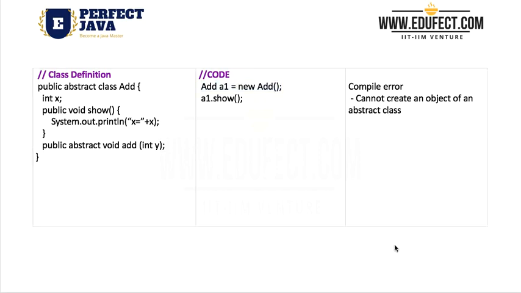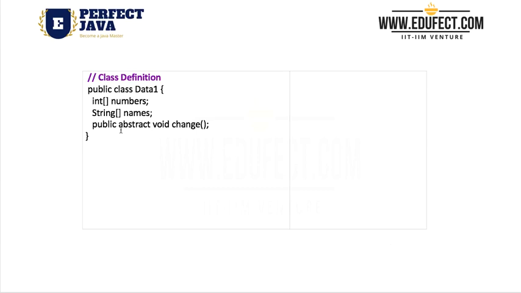Let's look at one more example. Here we have defined a class data1. What does this class have? It has an int array numbers. It has another field names, which is of type string array, and then it has a method change, which is abstract. So is there any problem in this, or will we get a compile error? We will get a compile error here. Why will we get a compile error?